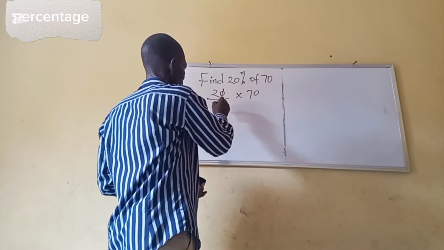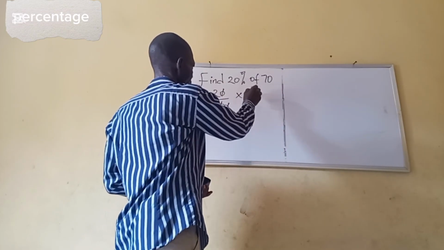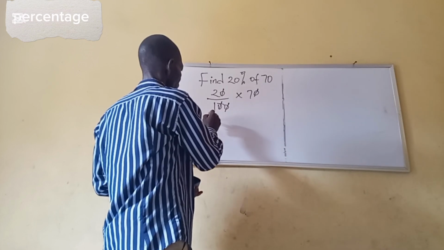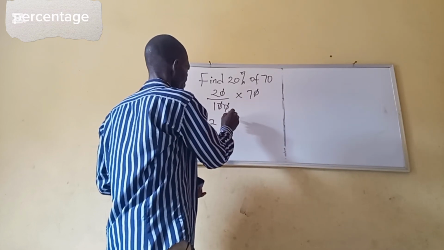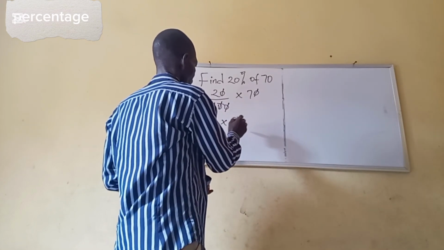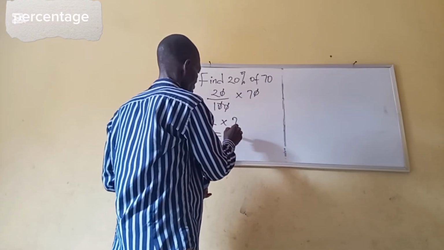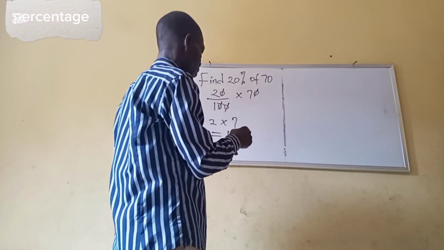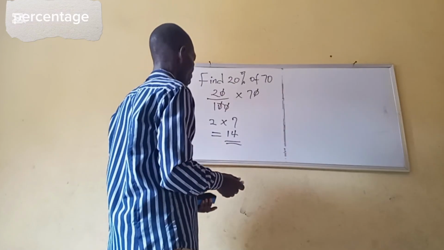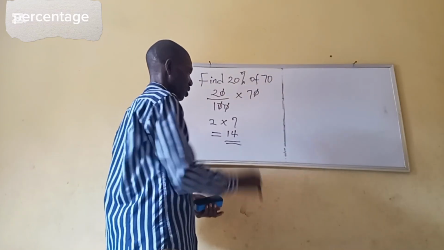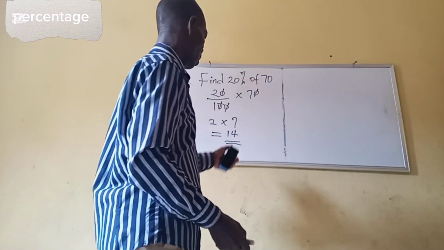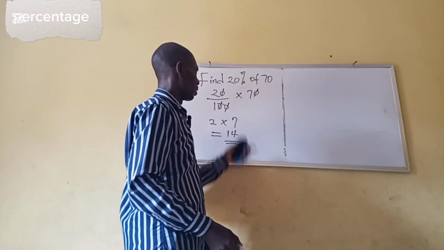this cancels this, this cancels this. So you have 2 times 7 is equal to 14. It's 14. So 20% of 70 is simply 14. So I hope you grab the method.